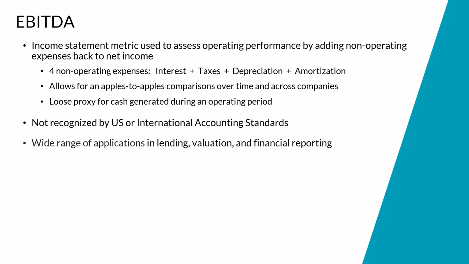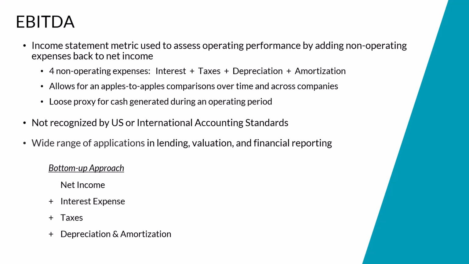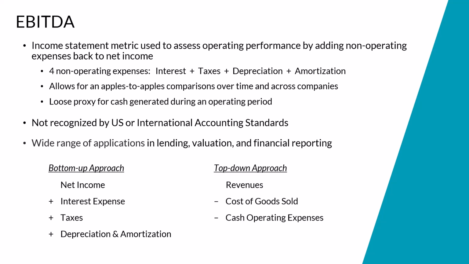EBITDA can be calculated by using a bottom-up or a top-down approach. Now, like the name implies, the bottom-up approach starts at the bottom with net income and adds back interest, taxes, depreciation, and amortization. So this is what we've been talking about throughout this lecture so far. Now, we can also do this using a top-down approach by starting with revenue. So we'll start with revenue, and then we'll subtract cost of goods sold and cash operating expenses to arrive at EBITDA. Now, notice that I said cash operating expenses and not all operating expenses. And you should ultimately come to the same calculation, whichever method you use.